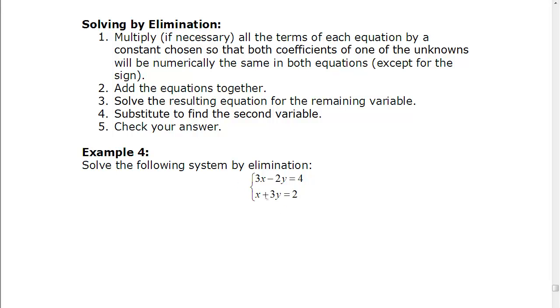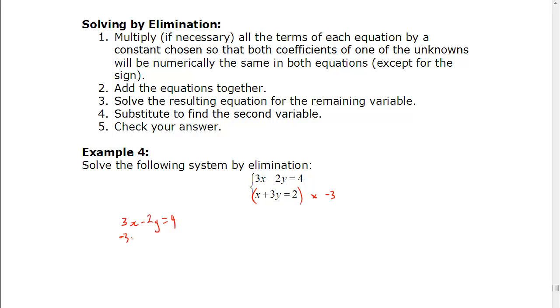So if we work through some examples then, we see here we have 3x minus 2y equals 4, and x plus 3y equals 2. Because there's a 1 in front of the x, it tends to be easier to work with, so that's what we'll focus on. If we want to cancel 3 x's by adding it to an x, well, we need minus 3 of these x's. So what we're going to do is keep equation 1 the same, and multiply all of equation 2 by minus 3.